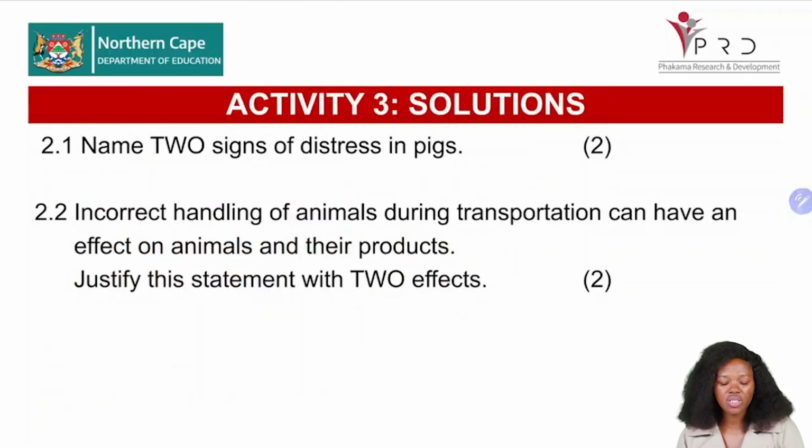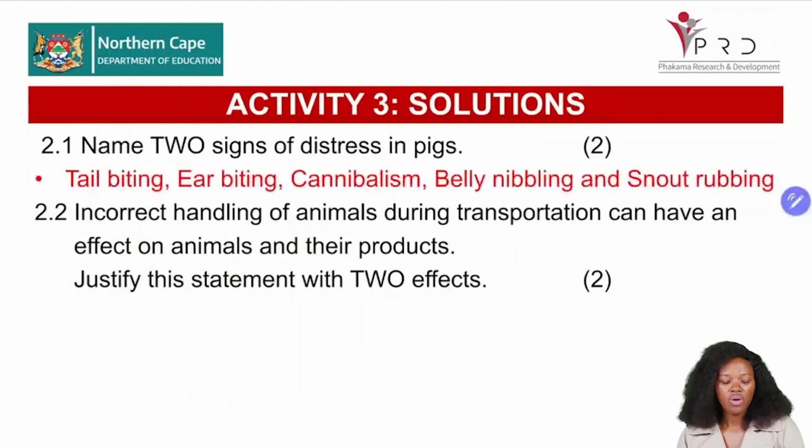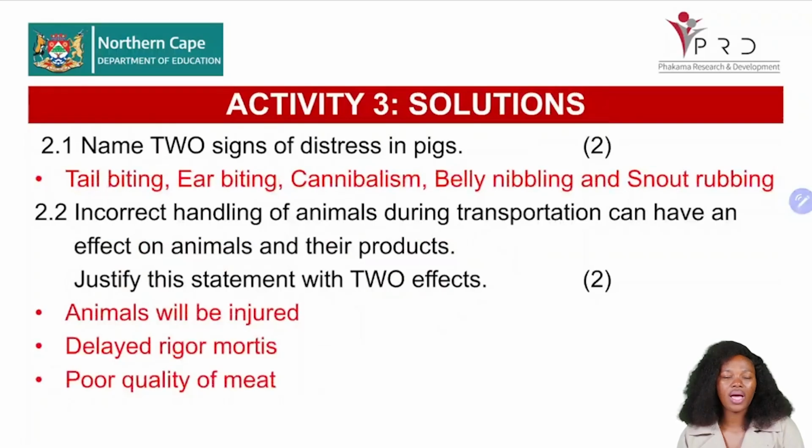2.1, name 2 signs of distress in pigs. Right? Tail biting, ear biting, cannibalism, they feed on other pigs or piglets, belly nibbling, and snout rubbing. 2.2, incorrect handling of animals during transportation can have effect on animals and their product. Justify this statement with 2 effects, right? Effect number 1, animals will be injured. Secondly, there will be a delayed rigor mortis, which is the stiffening of muscles. There will be poor quality of meat.